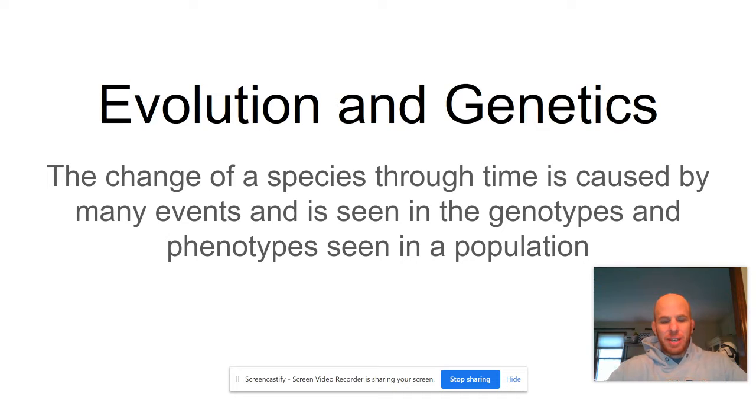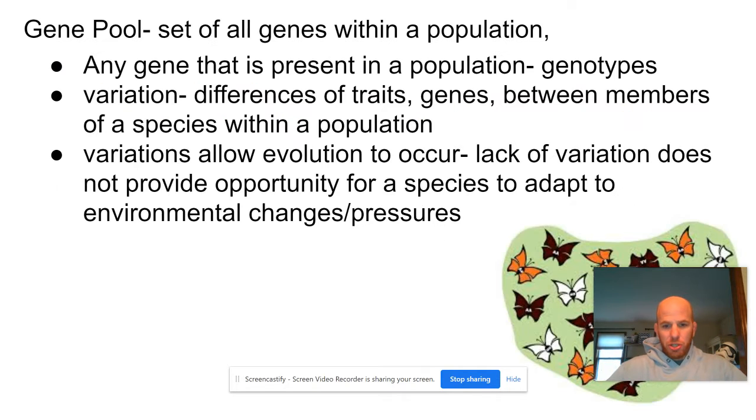Because we have to see how the genes, how the genotypes, and then the phenotypes are changing, and that shows us and gives us evidence how a population has changed through time. So you see the sentence there, it says the change of a species through time is caused by many events and is seen in the genotypes and the phenotypes seen in a population.